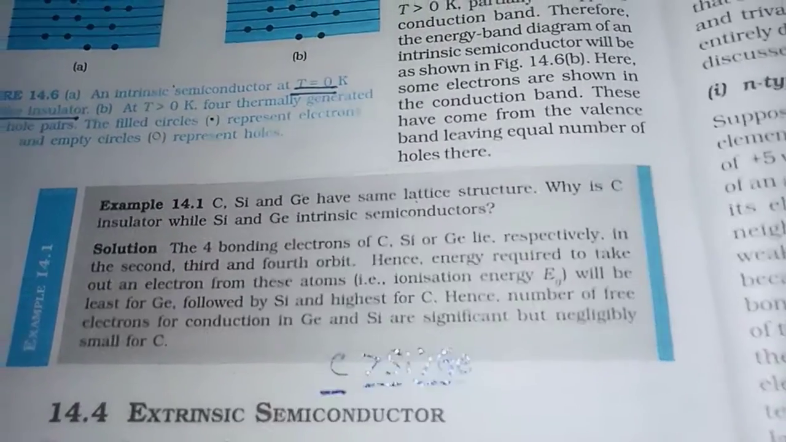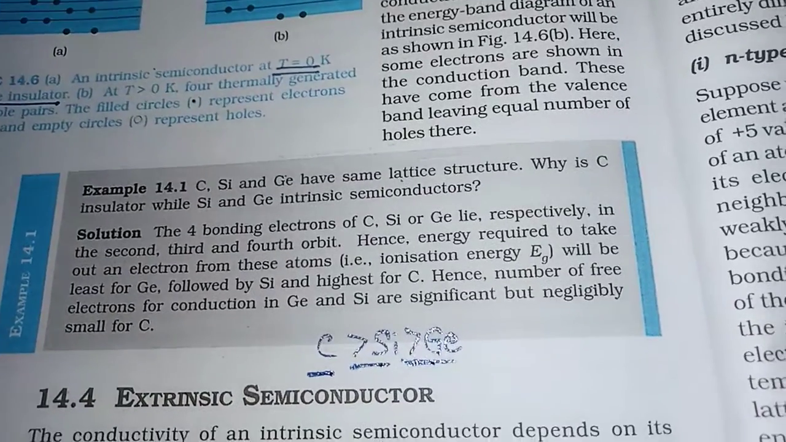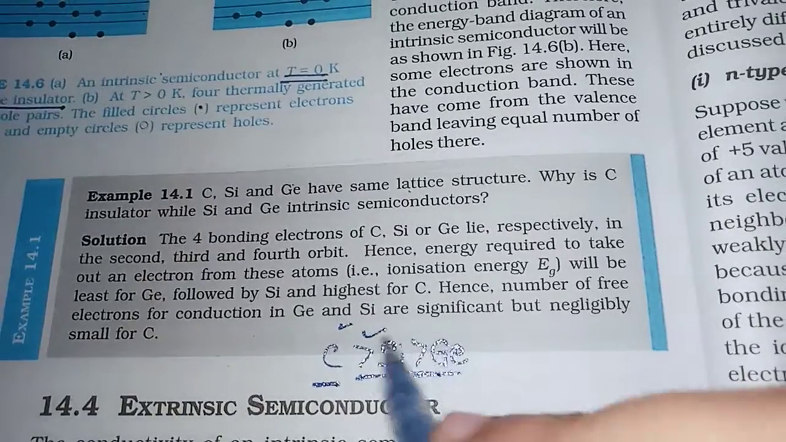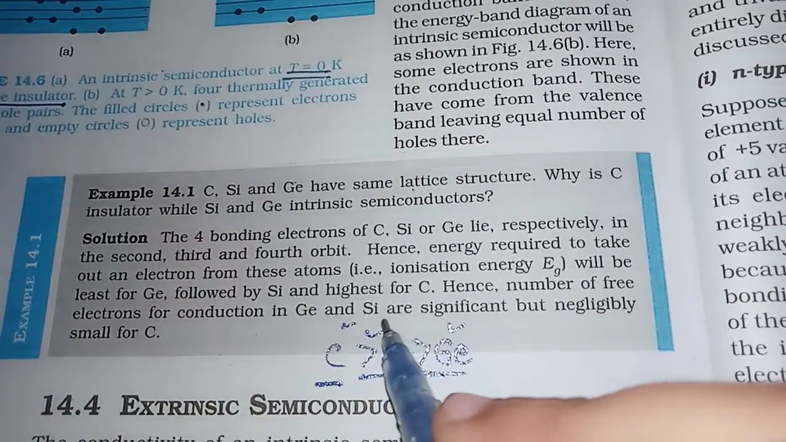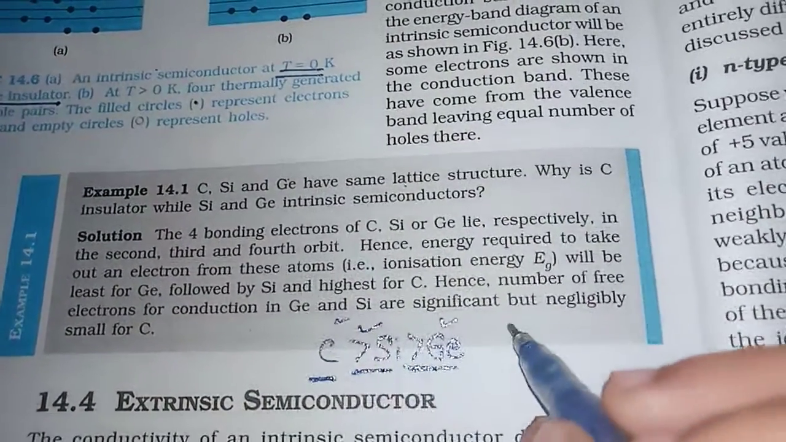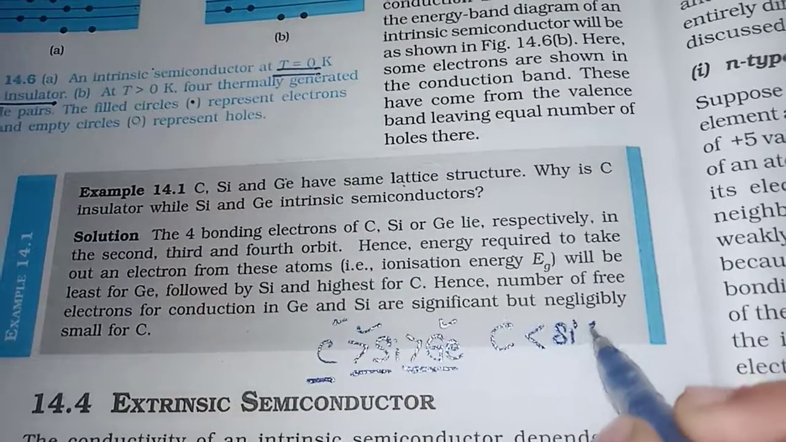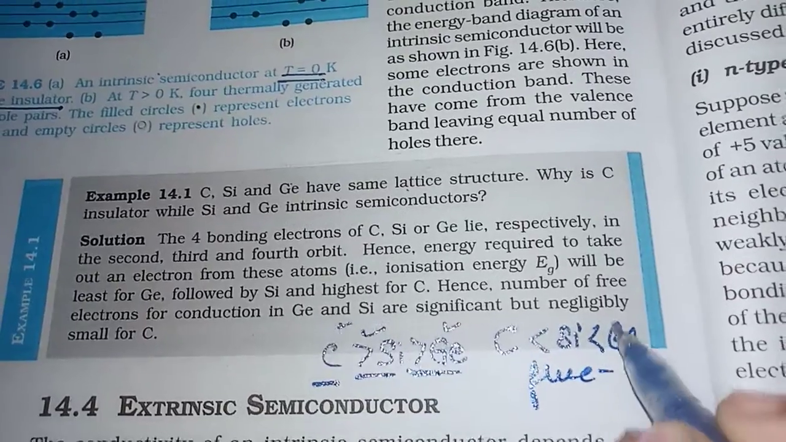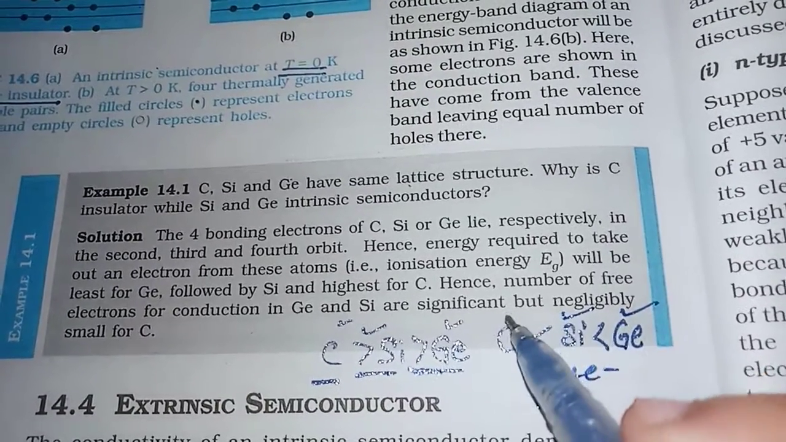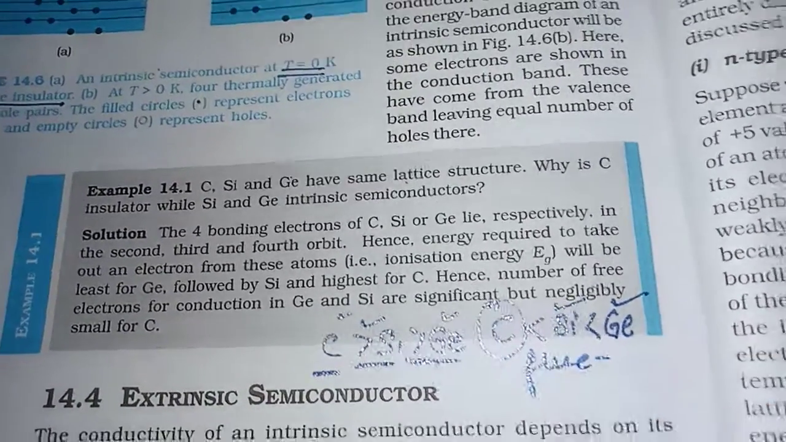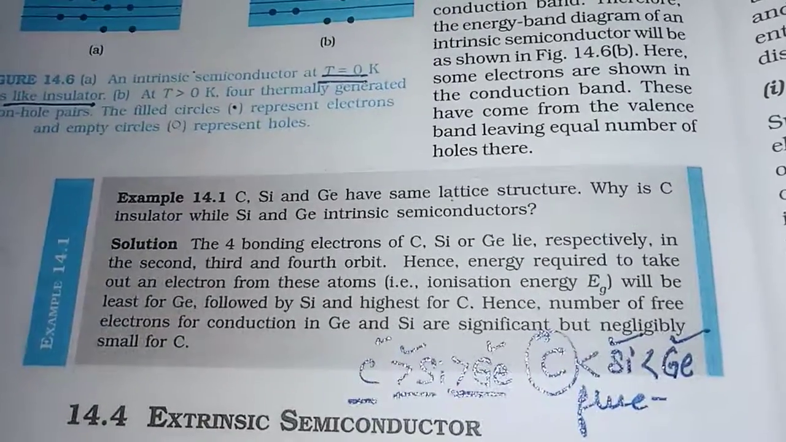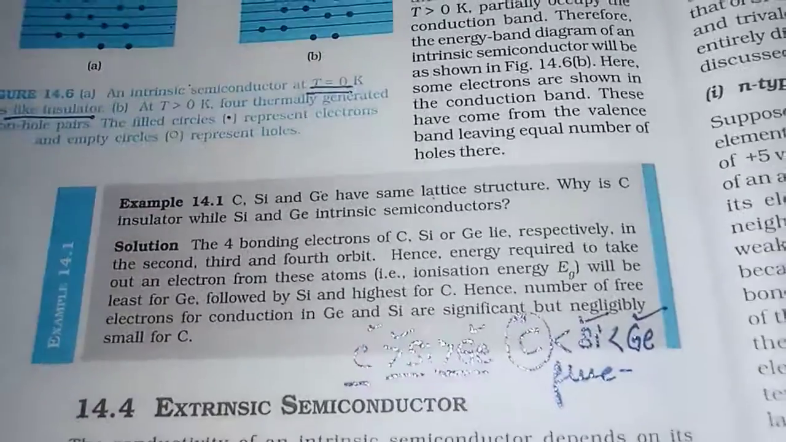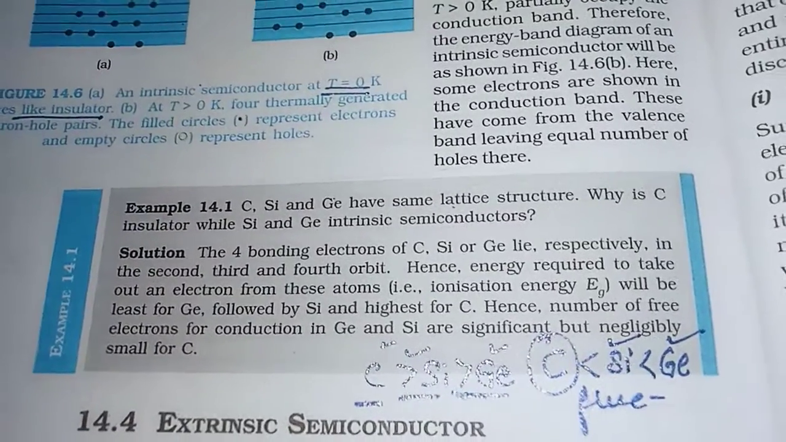If the ionization energy order is this, the order of the number of free electrons will be the reverse. Germanium will have the highest number. This is the order of free electrons: germanium will have more, silicon also has more, but carbon will have the least. So as carbon does not have free electrons for conduction, it does not conduct, therefore it behaves as an insulator.